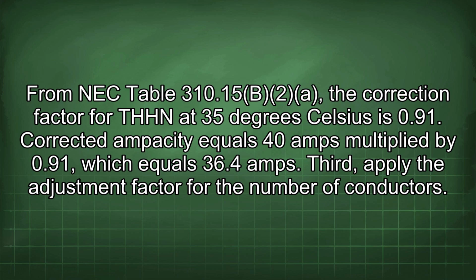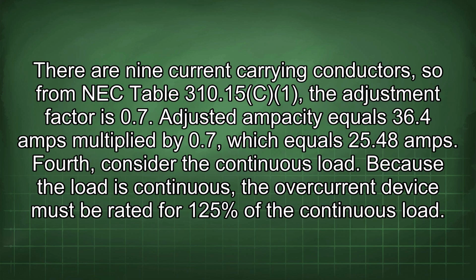Third, apply the adjustment factor for the number of conductors. There are 9 current carrying conductors, so from NEC table 310.15(C)(1), the adjustment factor is 0.7. Adjusted ampacity equals 36.4 amps multiplied by 0.7, which equals 25.48 amps.